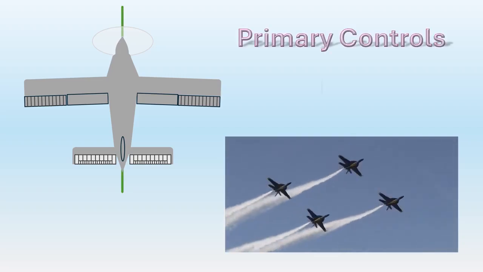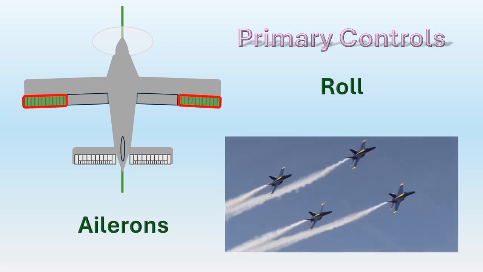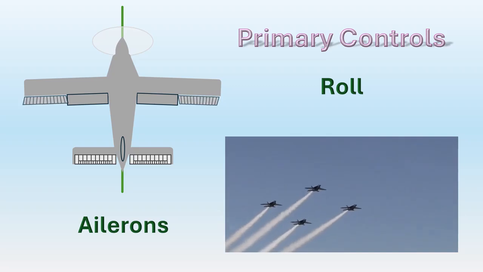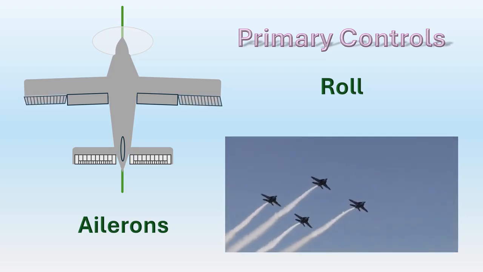The controlling surface for rolling is the ailerons. Typically, they work in sync, with the left and right ailerons moving in opposite directions, one going up and the other going down.